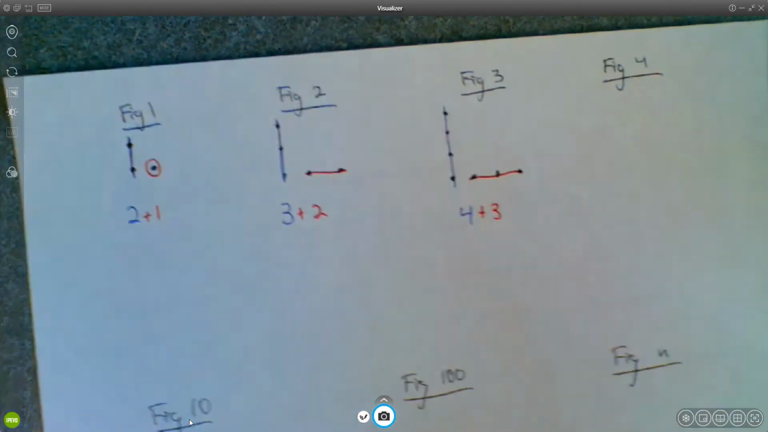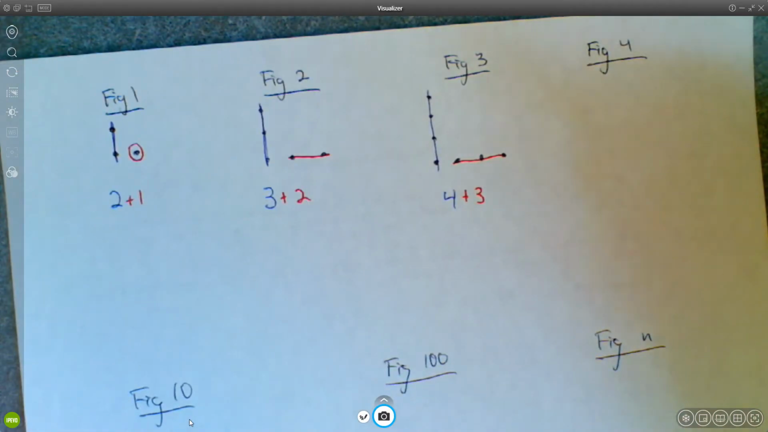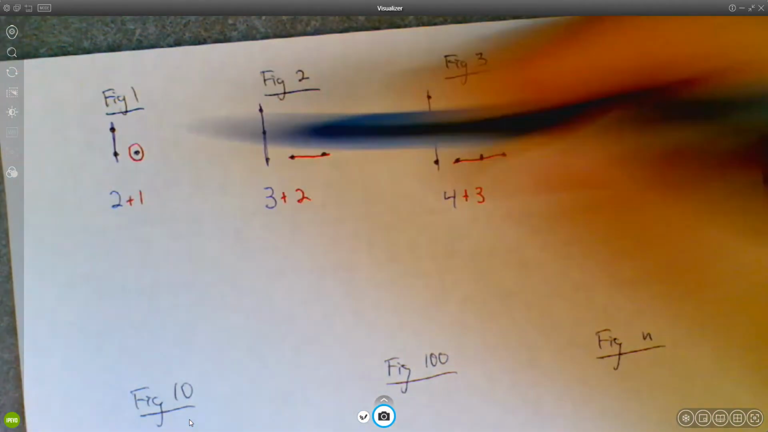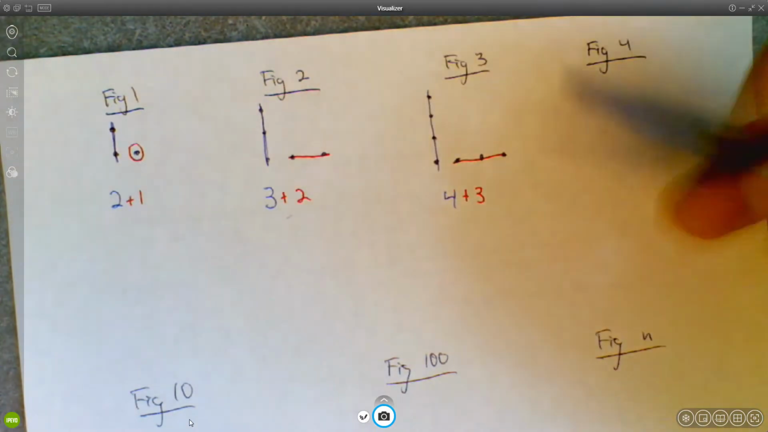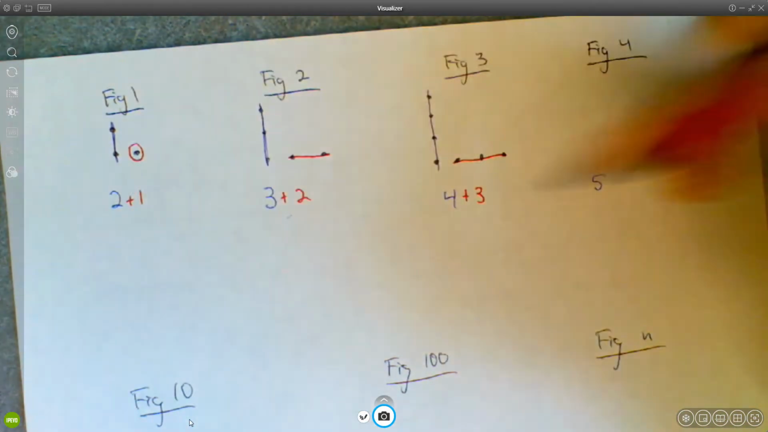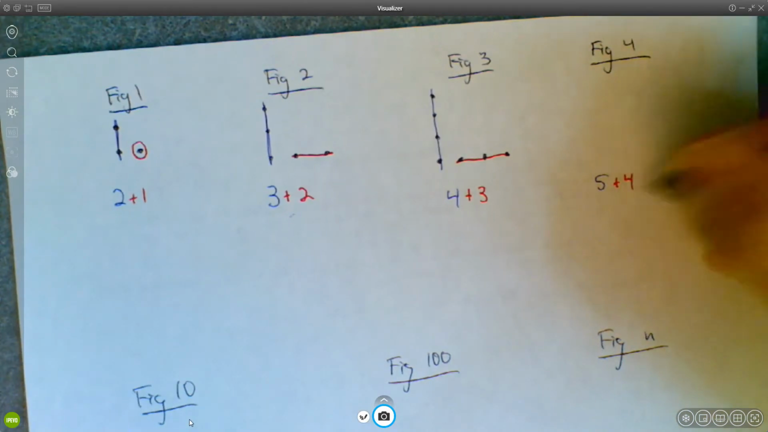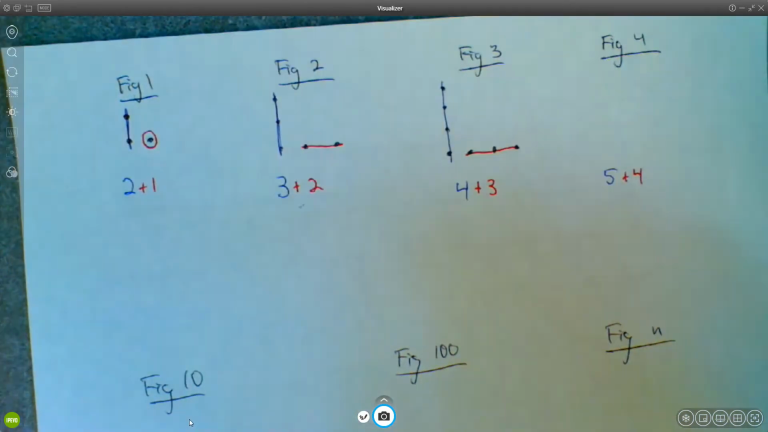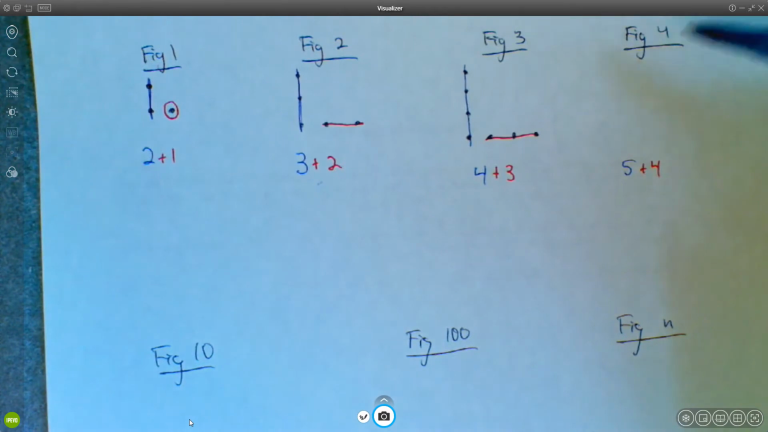And so I can guess pretty easily what figure 4 is going to be, right? I went 2 for the blue part. I went 2, 3, 4. So the next one's going to be 5. And for the red part, I did 1, 2, 3. So the next one's going to be 4. It's going to be 5 plus 4. Now the trick comes in jumping from figure 4 to figure 10, right?